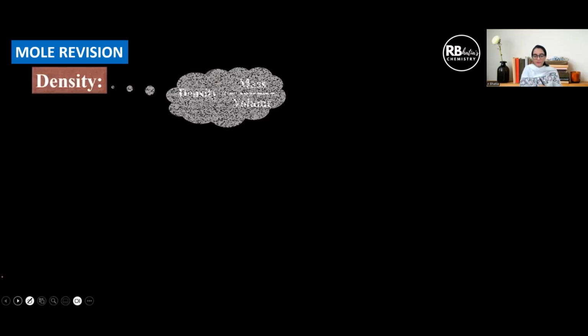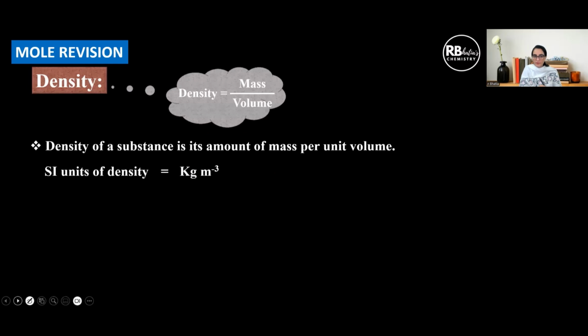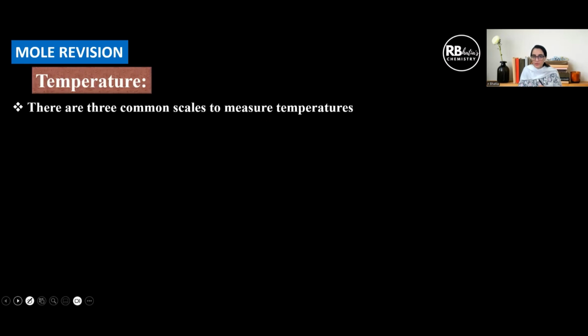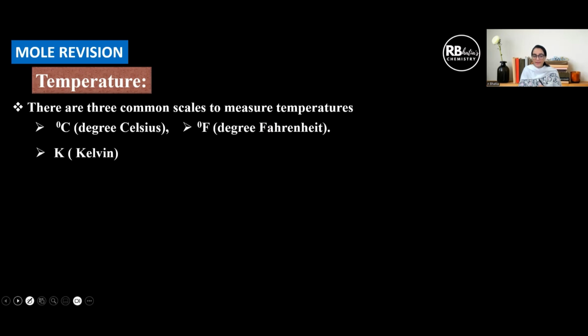Okay. Next we come to density. Density is mass per unit volume. You know the SI unit of mass is kg. That of volume is meter cube. So SI unit of density is kg per meter cube. Density is also expressed in gram per centimeter cube. This is a CGS unit. Then is temperature. Three common scales to measure temperature according to your NCERT: degree Celsius, degree Fahrenheit, and Kelvin scale.